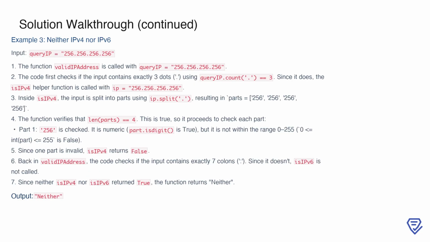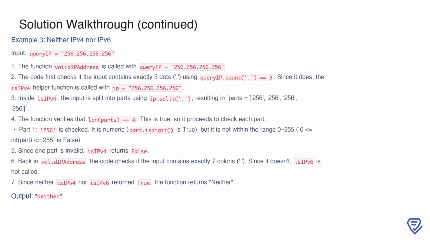In this example, we examine the input query IP equals 256.256.256.256, which does not conform to either the IPv4 or IPv6 format. The function first checks for 3 dots to identify a potential IPv4 address. Since this condition is met, the isIPv4 helper function is called. Inside isIPv4, the input is split at the dots, producing the parts 256, 256, 256, 256. The function verifies that there are exactly 4 parts, which is true.